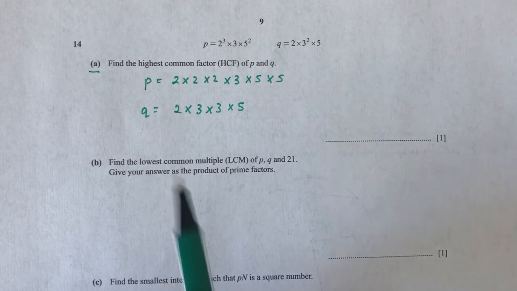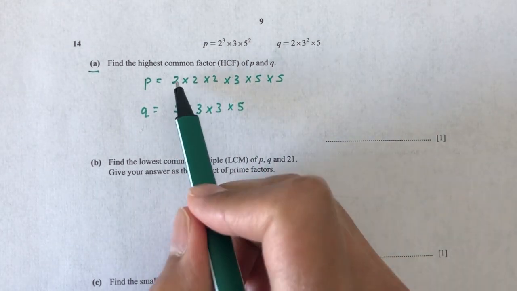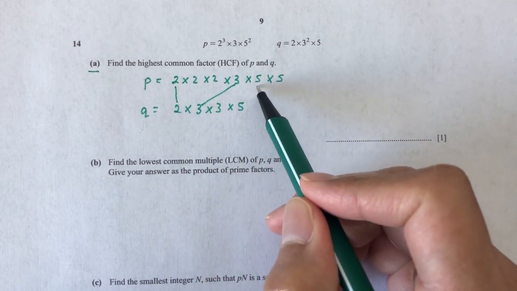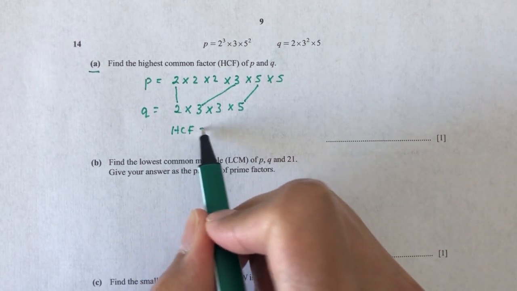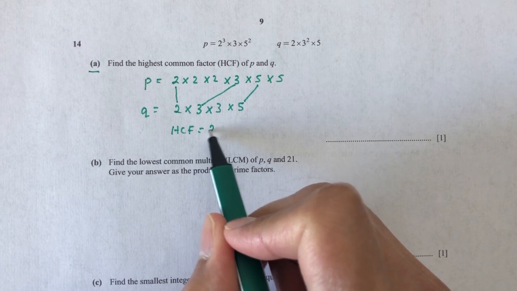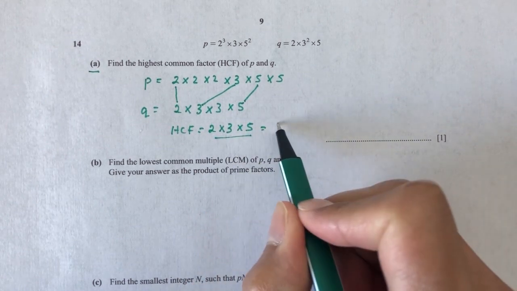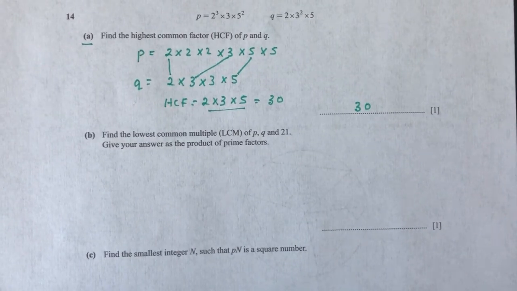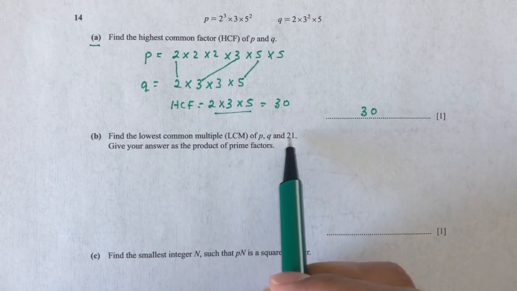So how do you find the HCF? So we have to find how many pairs do we have. So here we have one pair, here we have two pairs, and that's the last pair we have. So the HCF is 2 times 3 times 5, which is 30. So part A will be 30. So now the same thing, find the lowest common multiple of P, Q, and 21. So P.